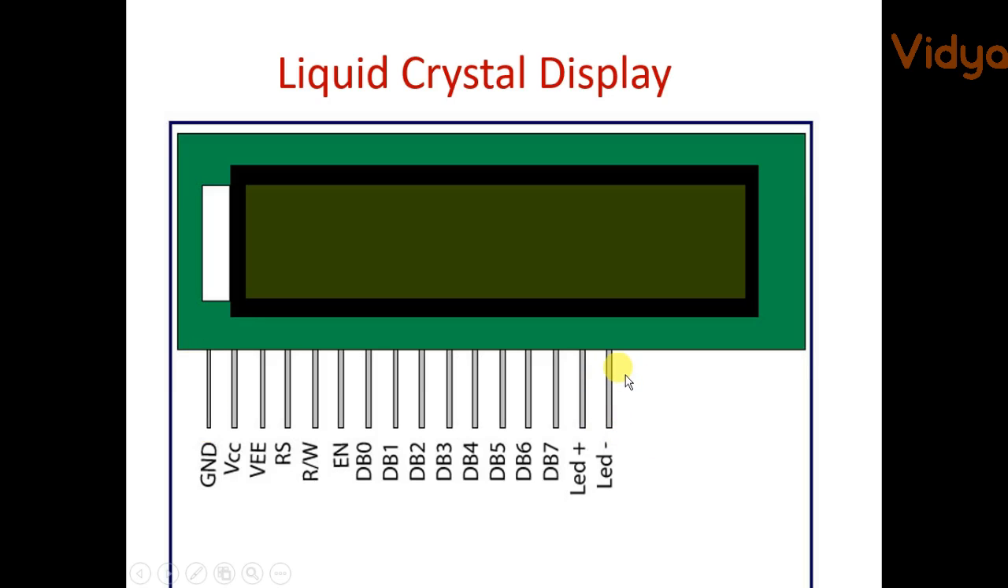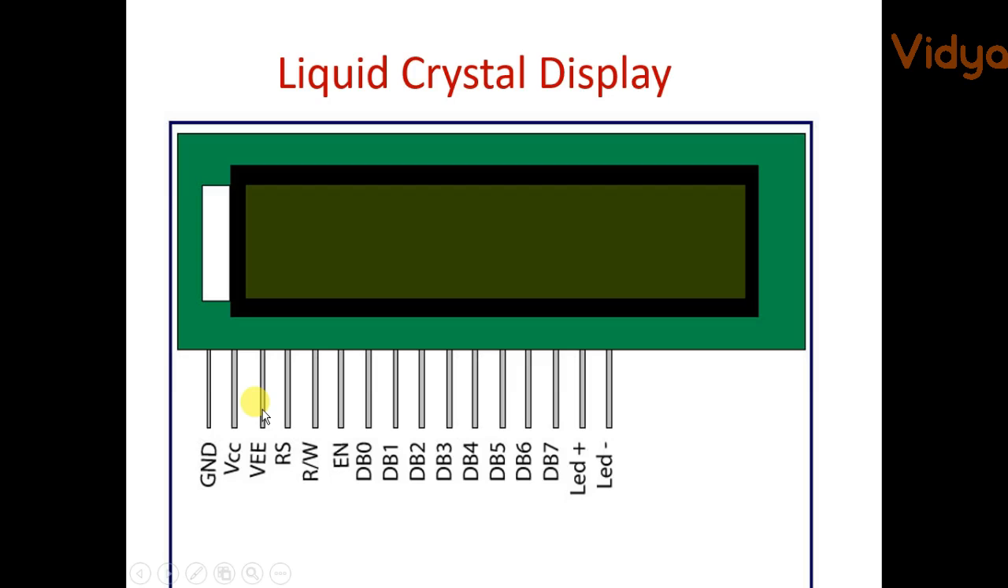Let's see the description. Pin number 1 is just ground. We need to connect it to the ground, the negative of the power supply. Pin number 2 is VCC, which goes to the plus 5 volt supply. Pin number 3 is VEE, that is a contrast control pin. What we need to do is connect a pot or preset between ground and VCC and give the variable point to contrast control.